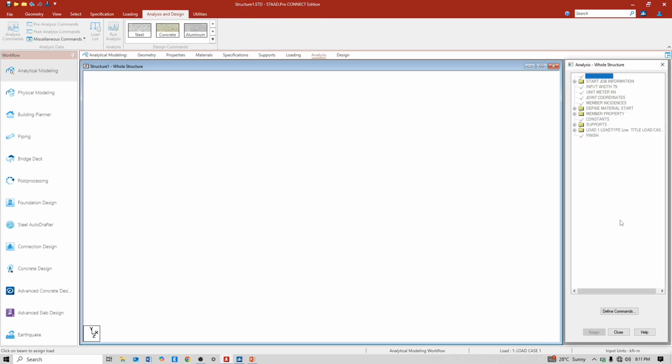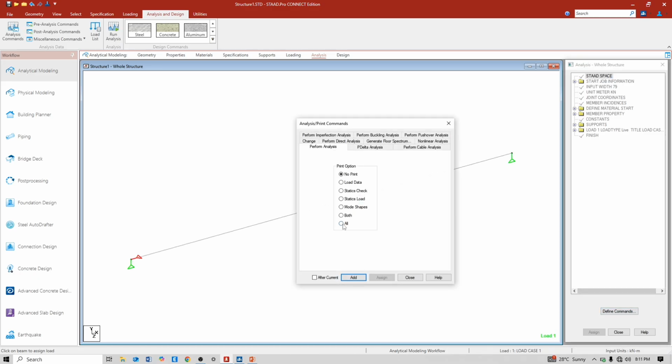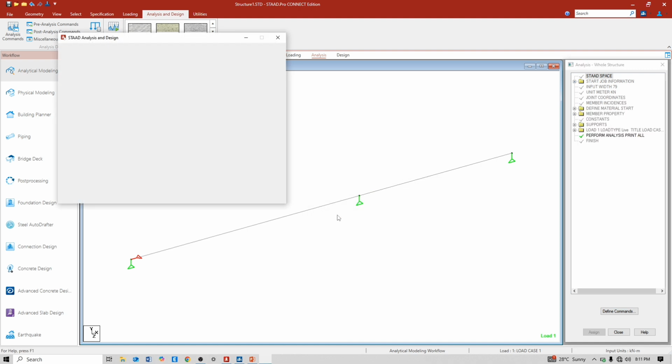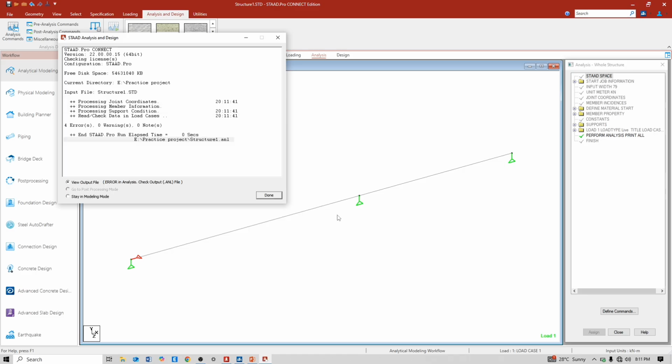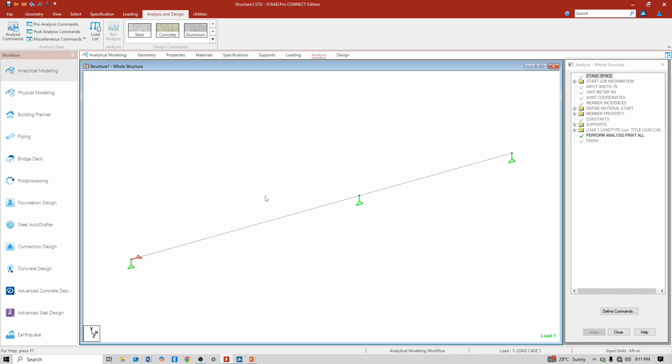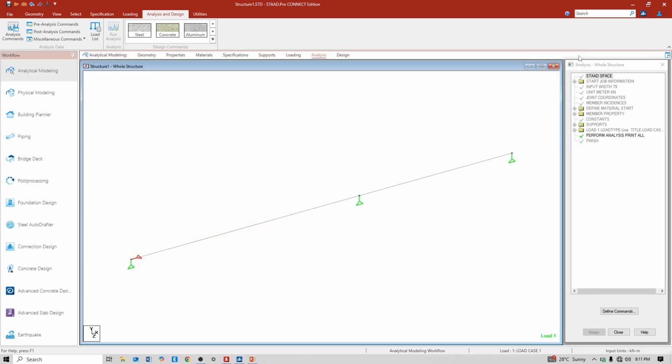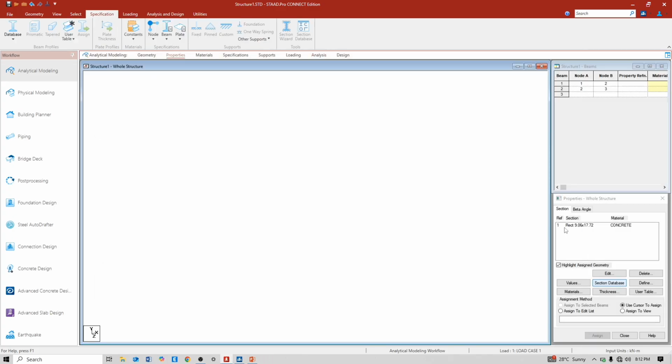Now analysis. We need to define commands here also for errorless calculation. Define all, add, close, and now run analysis. See how StaadPro calculates. See, 4 errors come. Why do 4 errors come? What are the errors? Elastic modulus not entered for solid member. Section properties not entered. Again go there.